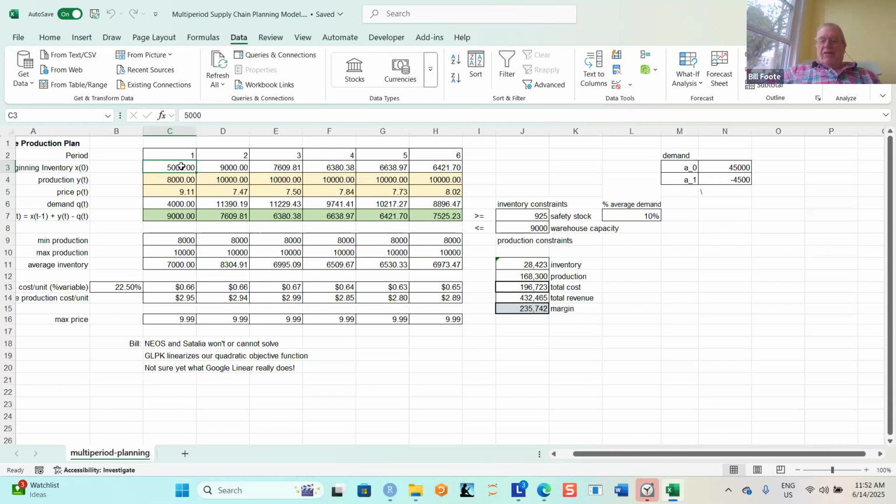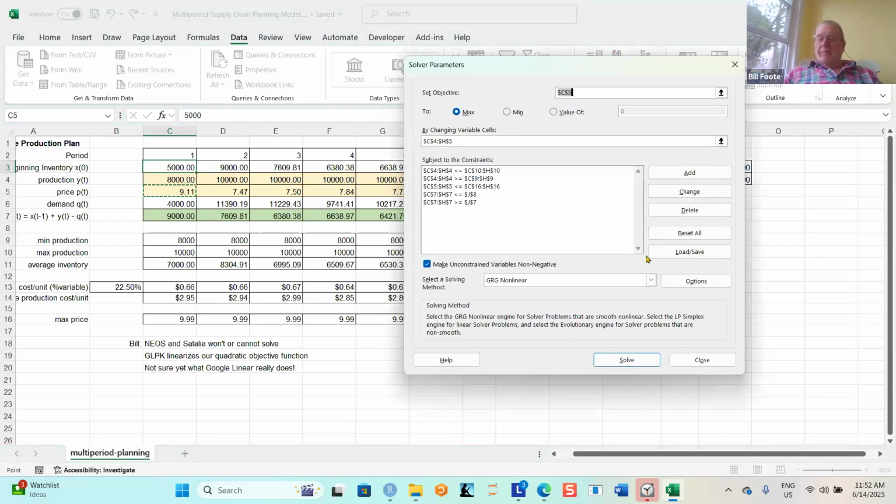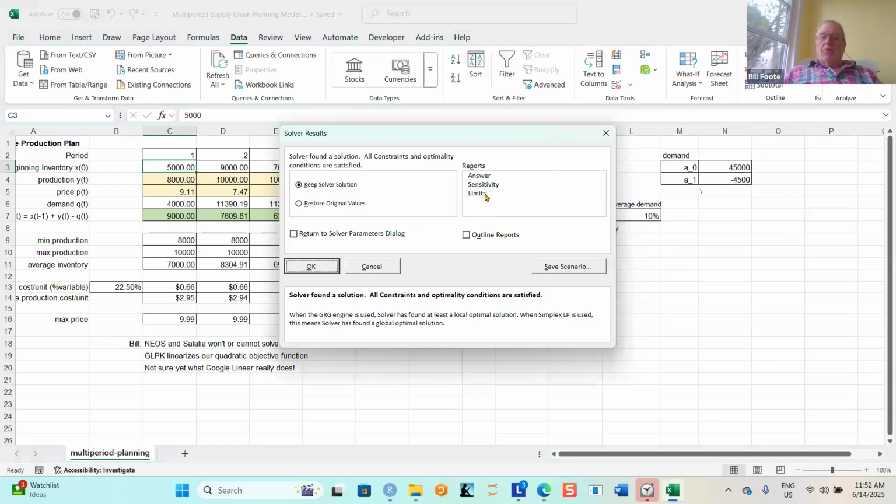Okay. And look at that. That margin isn't much higher. It's 207 to 235. And that's where we're going to get some sensitivity analysis. I'm going to do one more for you because I want to show you one last thing on this. I want a sensitivity analysis. And that will give us something interesting.